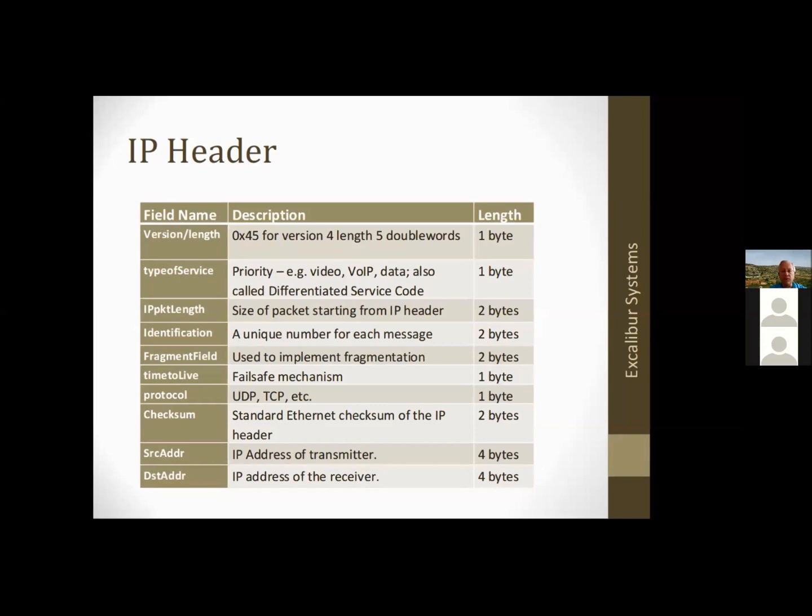Version length is the very first byte, which means 1 nibble, 4 bits apiece for 2 fields. The first field is the version number, so that's the 4, and the 5 tells you the length of this header. It's a 5 because it's 5 double words, 5 4-byte words, meaning it's 20 bytes. Now, the reason that it's called version 4 really is because the addresses, if we go back down to the source address and the destination address, are 4 bytes.